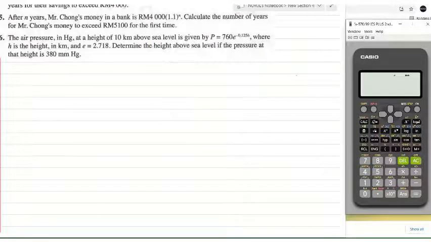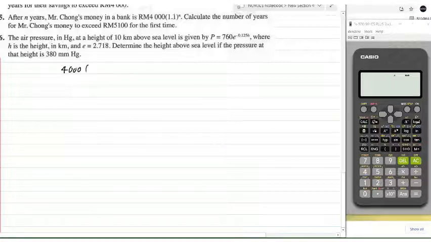Okay, question number 5. After n years, Mr. Chong's money in a bank is expressed as a function of 4,000 times 1.1 power n. Calculate the number of years for Mr. Chong's money to exceed 5,100 for the first time. So here the question is the same as question number 3. The function is 4,000 times 1.1 power n. Exceed means more than 5,100. So as usual, we do it in logarithm form.